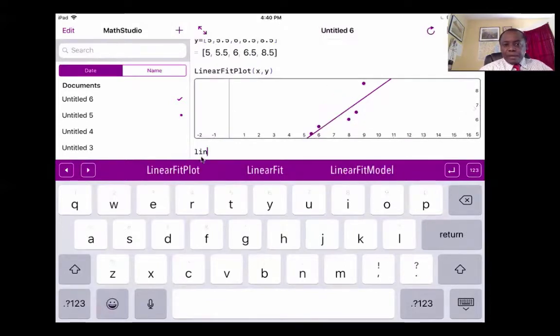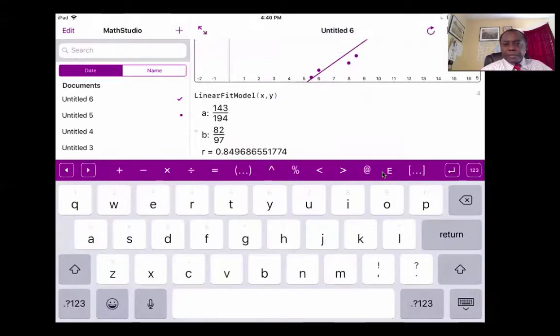So if I take linear, this time around, we already did linear fit plot. So let's try the linear fit model and see what happens. If I take the linear fit model, X, Y, and I hit return, you see what happens? It gives me A, it gives me B, and it gives me the correlation coefficient R. A and B, this will be the slope, and this is the y-intercept. It has the equation y equals ax plus b, where a is the slope and b is the y-intercept. And we will see questions that will require the slope and the y-intercept. But for now, all we need is the correlation coefficient, and it is 0.8496. Let's leave it at that for now.